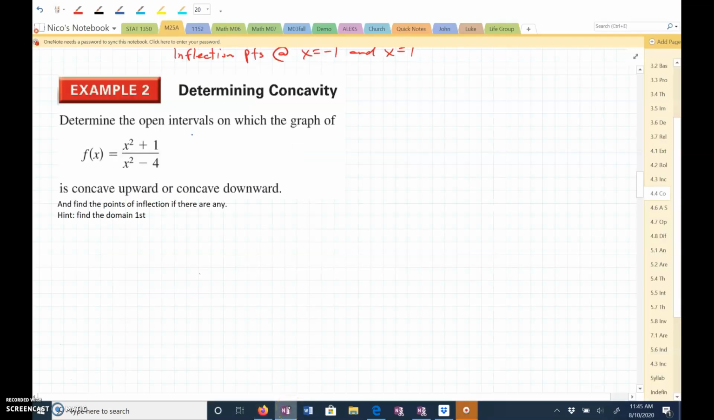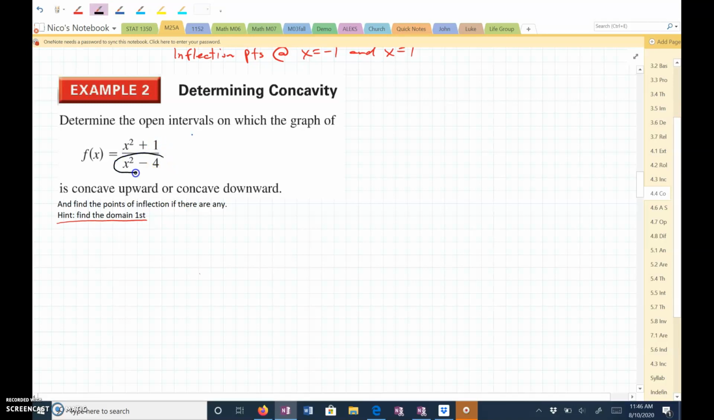Example 2, determining concavity again. Determine the open intervals on which the graph of f of x is concave upwards or concave down. And we're going to find the points of inflection if there are any. Again, I'm giving you a nice hint here. First, find the domain.